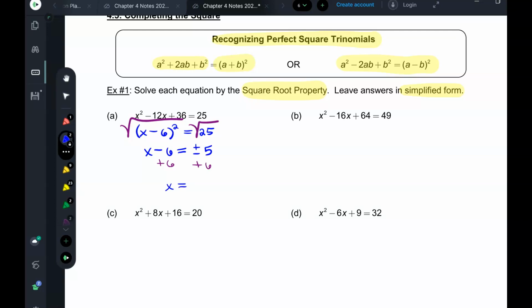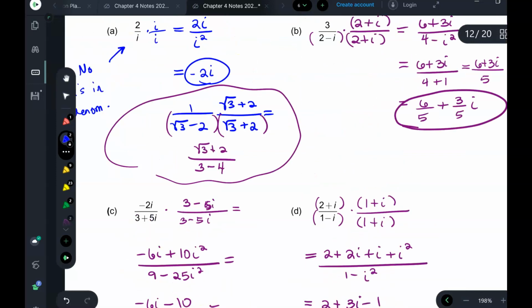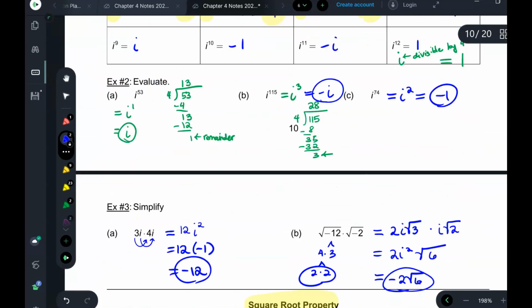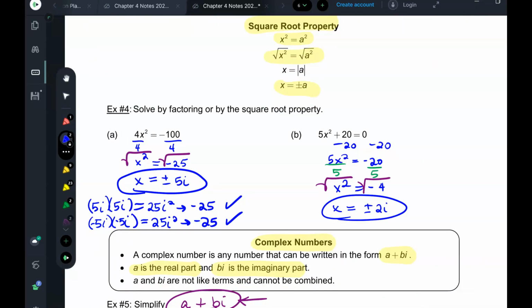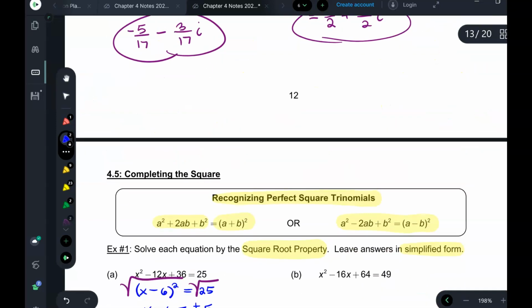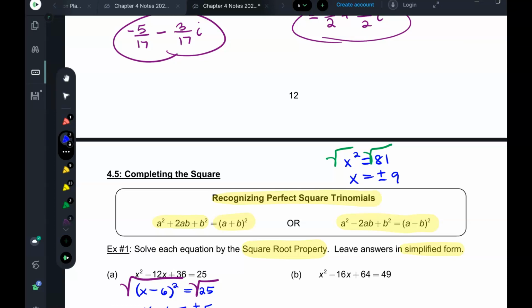Every time you have x squared, remember the previous lesson. Whenever we take the square root of both sides, you automatically get plus or minus. Take for example, let's say I had x squared equals 81. When I take the square root of that, I have 2 answers. I could have plus or minus 9. What happens when I square positive 9? I get 81. What if I square negative 9? I also get 81.